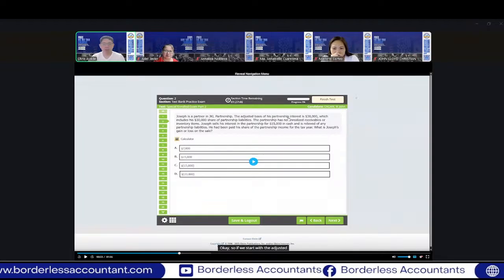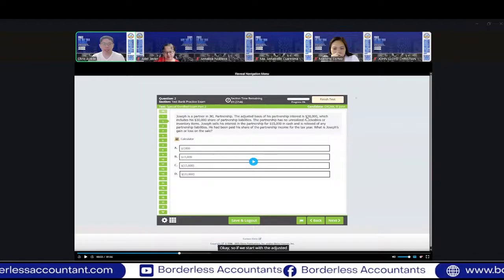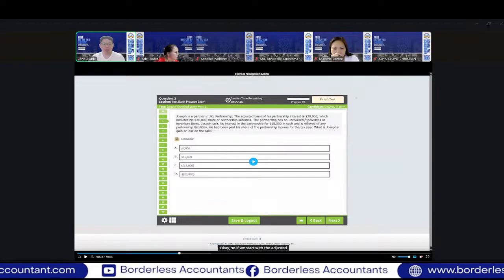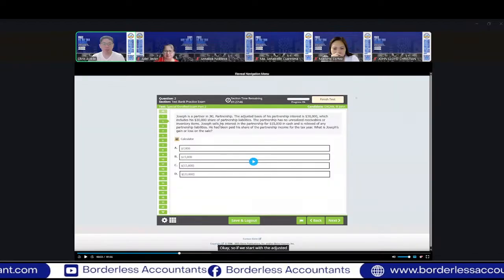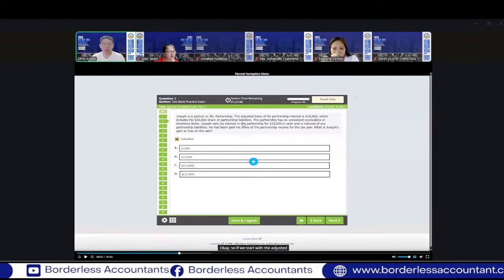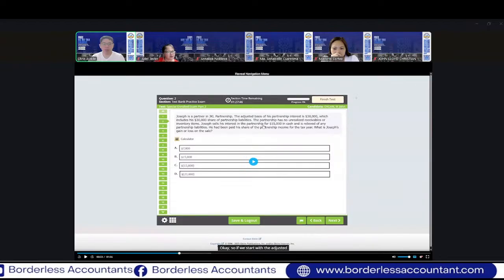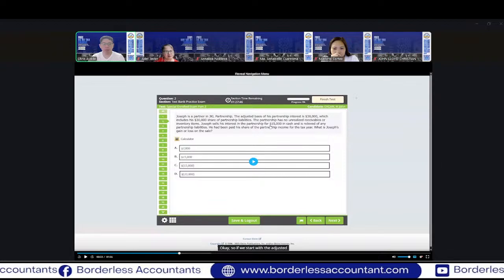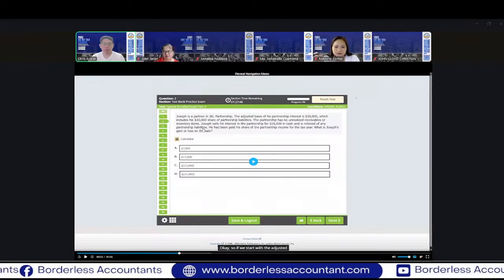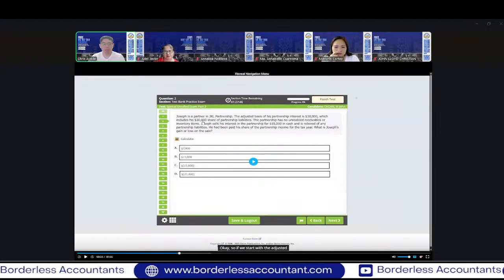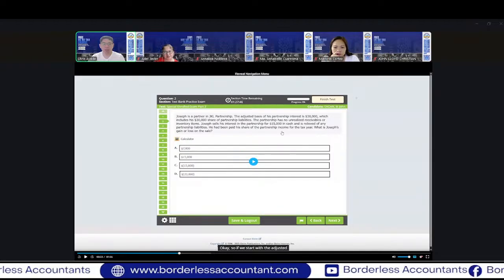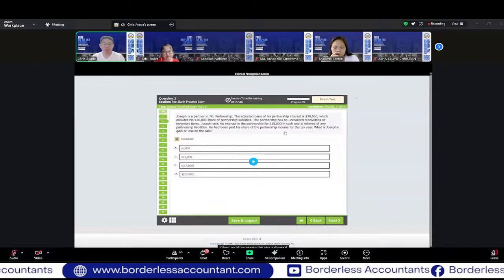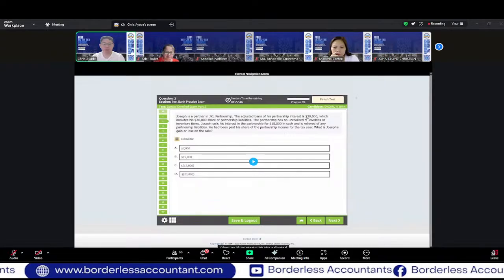So, his basis is 38, which includes a 30,000 share of his partnership liabilities. So, he received 15,000 in cash. So the proceeds of this is 15 plus the 30 of his liabilities, right? So that means 45,000. So 45,000 minus, I suppose, 38.